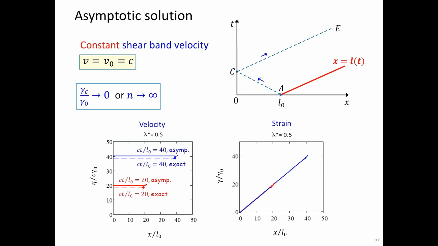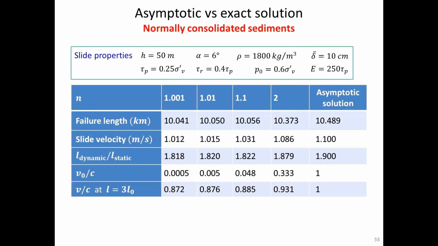The reason was a little bit interesting to me. So I explored by changing the value of n, from 1.001, which is practically 1, to 1.01, 1.1, and 2, and the asymptotic solution, which is basically n going to infinity. I used the typical slide properties, and I checked the failure length, the slide velocity, the ratio between the dynamic failure length and the static failure length, and the crack velocity or the shear band velocity, V over C. You can see that the numbers are not really changing much, except the initial velocity V naught.